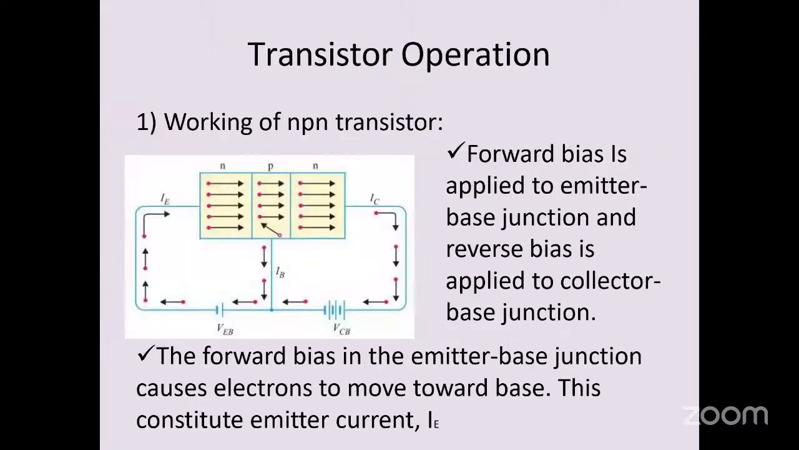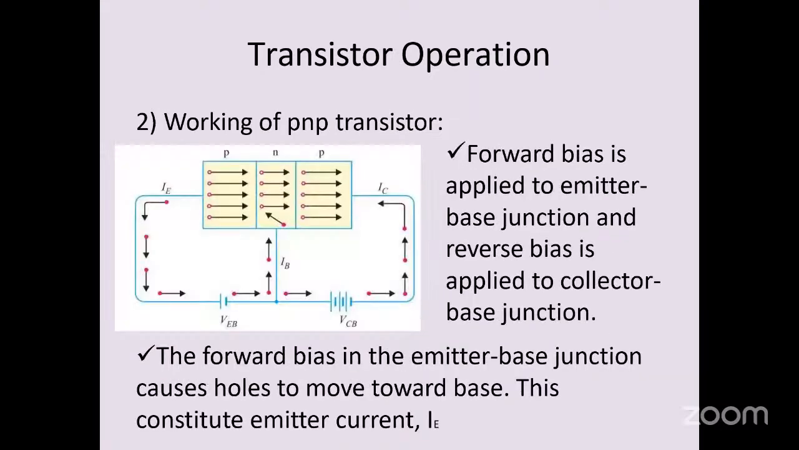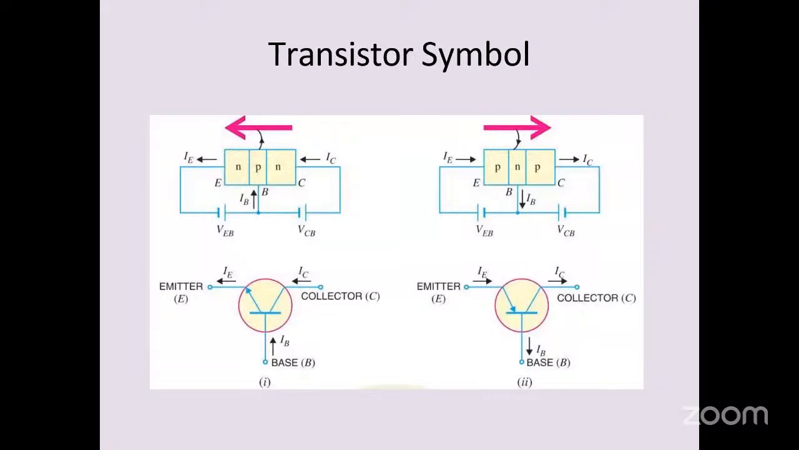You can see here the working of NPN, which is actually not in our syllabus, but you need to know how the NPN transistor and PNP transistor work. On the right and left hand sides there are positive holes. In the middle section N, the minority charge carriers, negative electrons, are there. So this is the symbolic representation of the transistor.